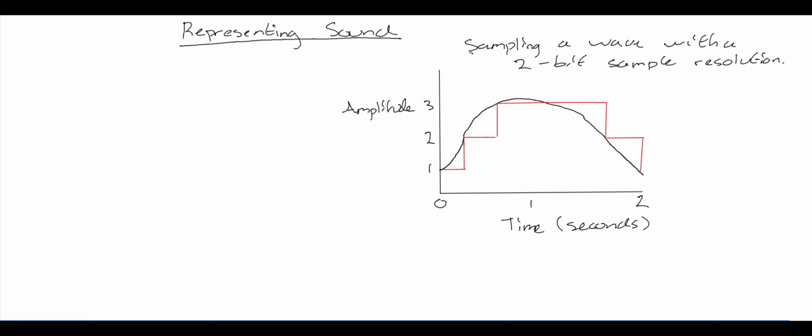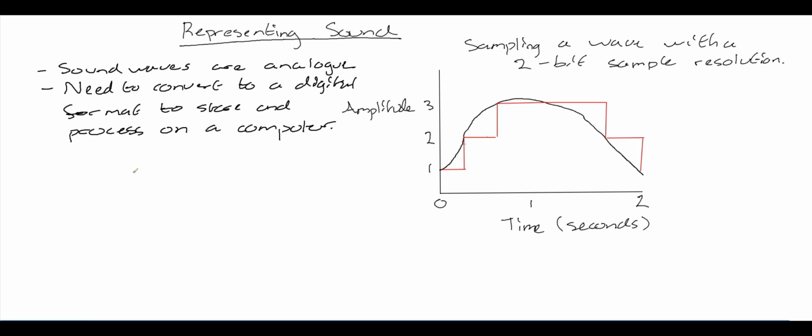In this video tutorial I'm going to be going through how we represent sound in digital form. Sound waves, when they're produced, are analog. So we must convert them to a digital format if we want to store and process them on a computer. The process we use to convert analog sound waves into a digital format is called sampling.